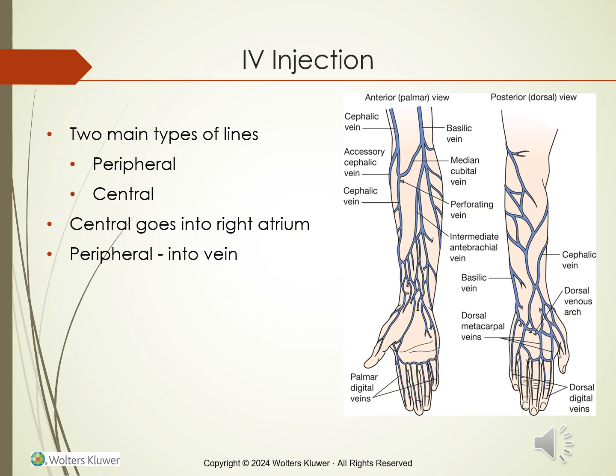Peripheral intravenous routes are the only method by which radiographers may administer contrast media parenterally. The peripheral line is a catheter attached to a needle that goes into the vein, and this is the only one we can use. A central line goes into the atrium of the heart.